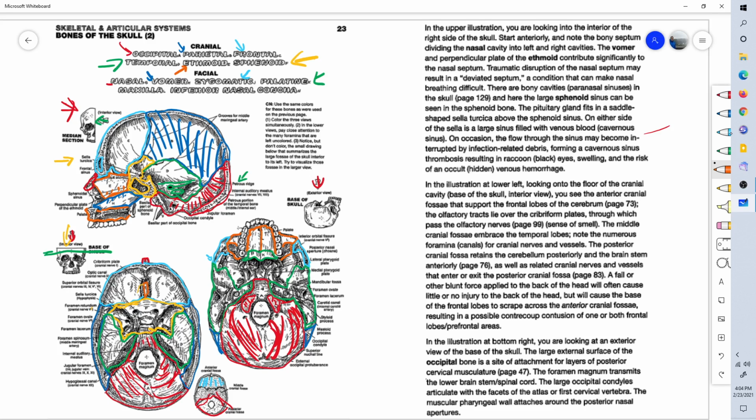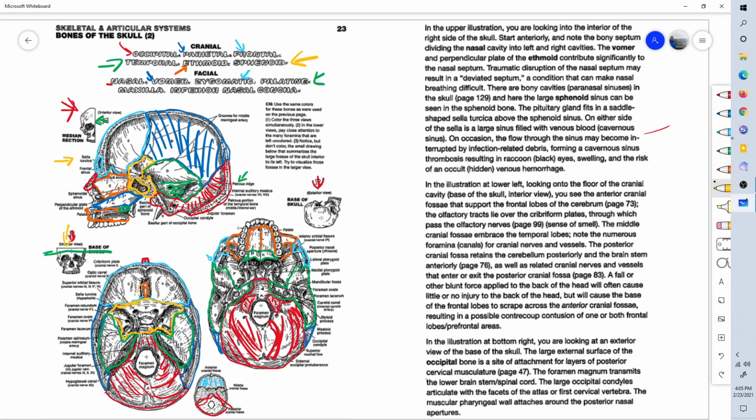Not to cut off the palatine bone. Let's correct that. Oops. I'll leave out the palatine bone there. There you go. Maxillary bone. And let's color that palatine in. There we go.